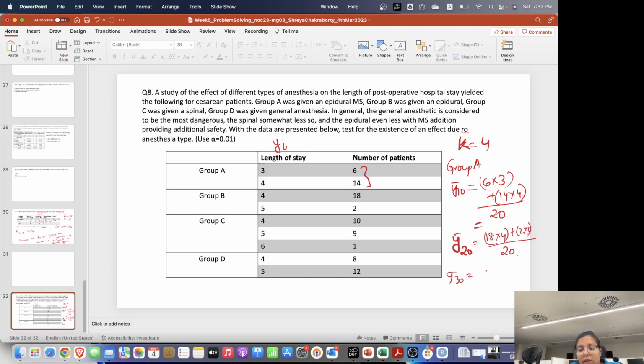y3 naught bar will be 10 into 4 plus 9 into 5 plus 1 into 6 divided by 20. And y4 naught bar will be 4 into 8 plus 12 into 5 divided by 20. So essentially this is the frequency column, and this is my y response column, yij. So we have all our group means like this.